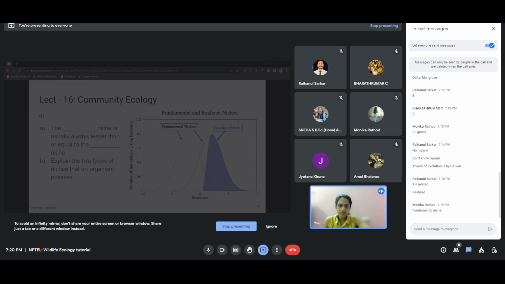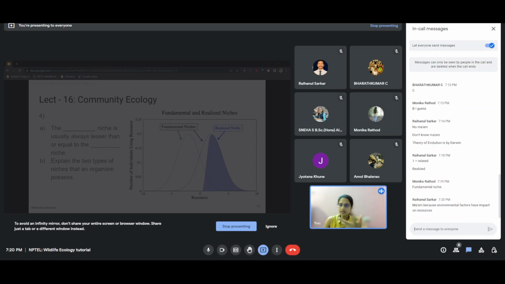So the graphs here should actually give you the clue, right? In this graph, you have resource on the x-axis and the number of individuals using the resource on the y-axis. Now let's assume the green line and the purple line you see are the niches occupied by two species. Let's assume there are two species of birds and they are feeding on the same resource.